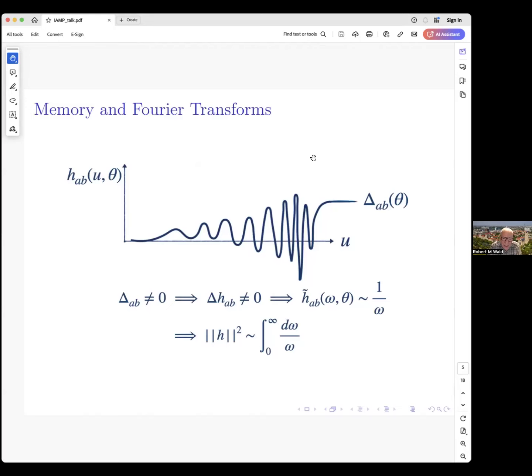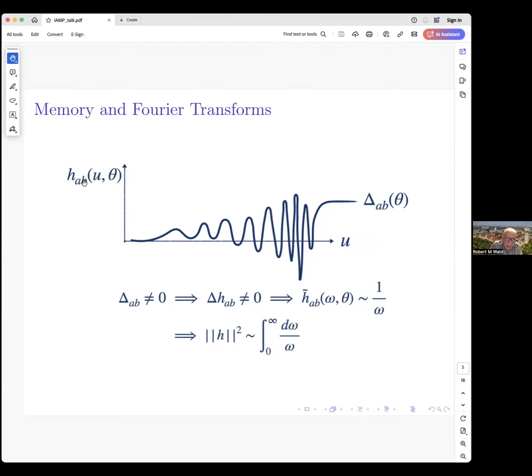Okay, so what does this have to do with infrared divergences? Well, that's in fact quite simple or straightforward to see. So everything I've said right now is all classical field theory, but the next slide will see what happens in the quantum description.